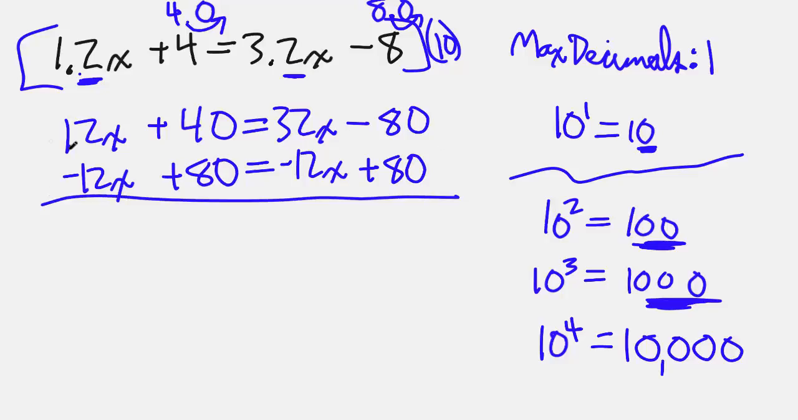Okay, now, what can cancel? Bam, bam. Okay, cool. Because I don't like to do a lot of math. I like to do a little math, not a lot. Okay, now 32x minus 12x. Oh, what is that? That's 20x. Left-hand side, 40 plus 80. I'm going to go with 120.